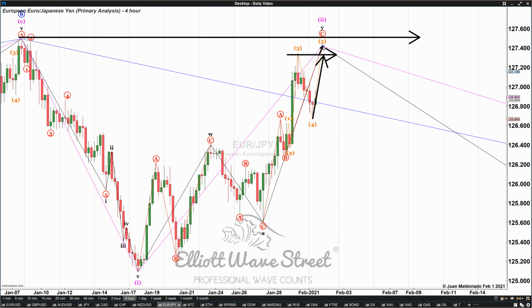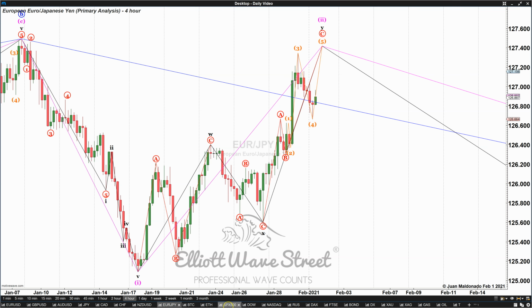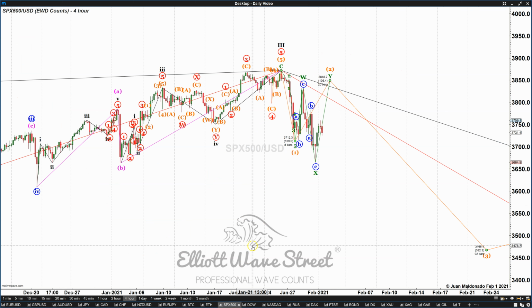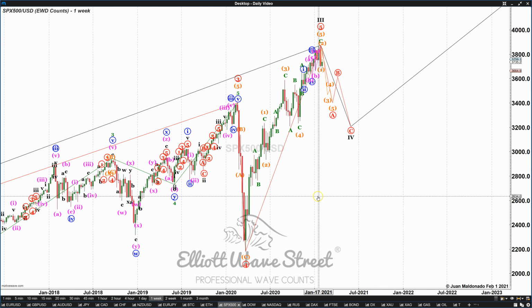But if it reverses before, it could be interesting to sell it and target this low. We actually are in a big trading range. What about the S&P? Oh, look at the S&P. It's crazy, the price action. But let's have a look at the big picture before we think about going to lower time frames.